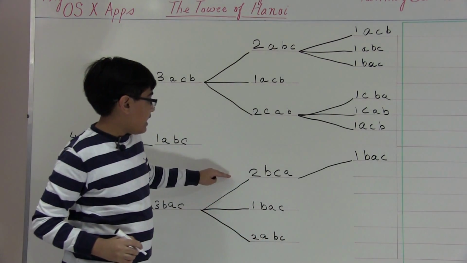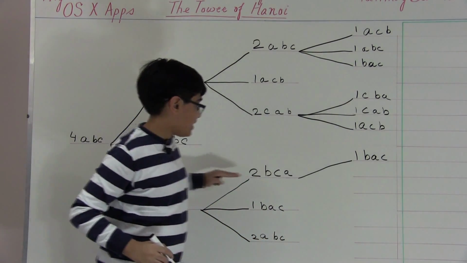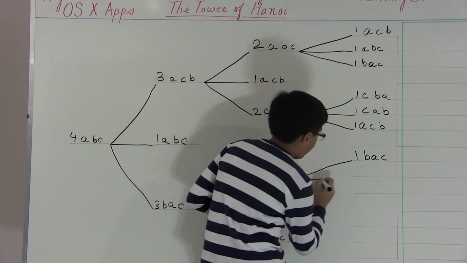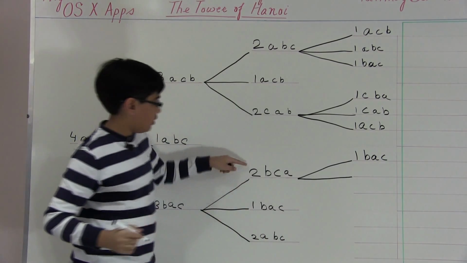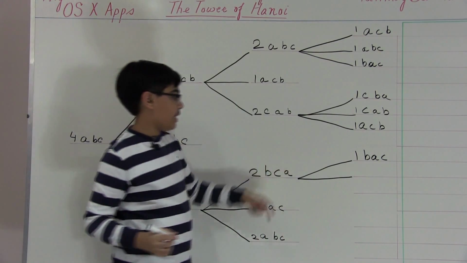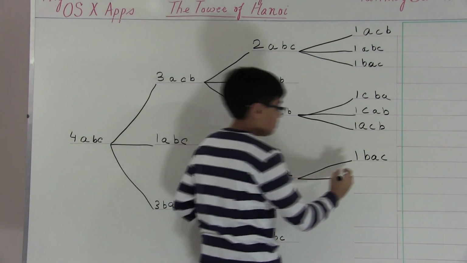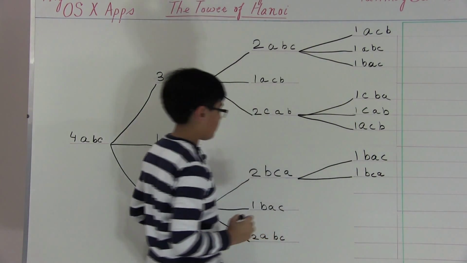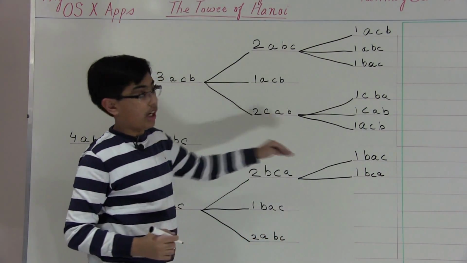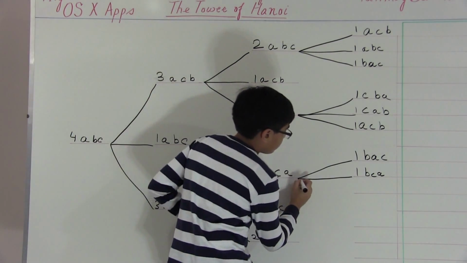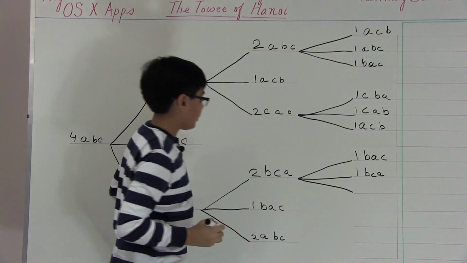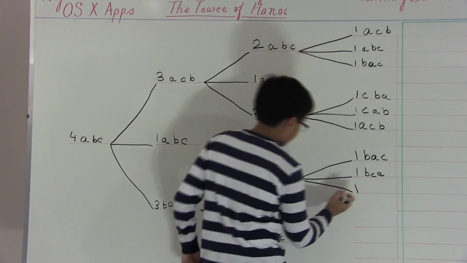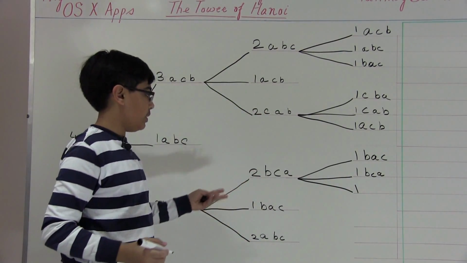Then I'm going to create the second child node for this parent node, which will have the one disk and the exact same peg setup, so 1BCA. Then we're going to go for the third child node, which will be 2 minus 1, that's 1. And then B and C flipped, so that would be CBA.